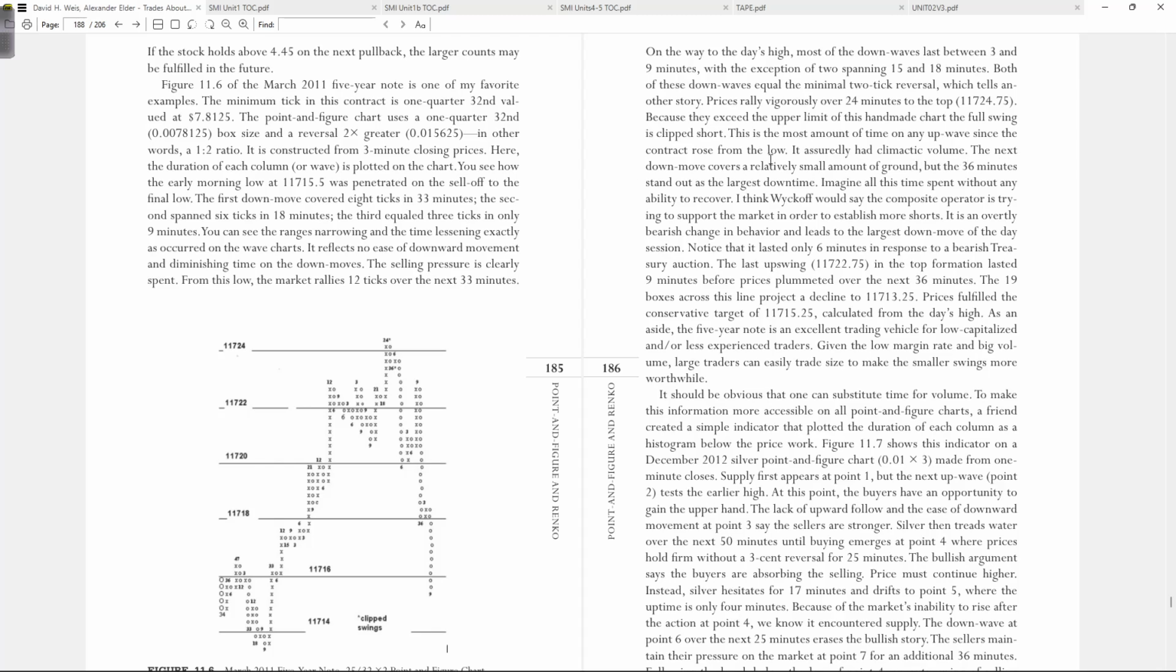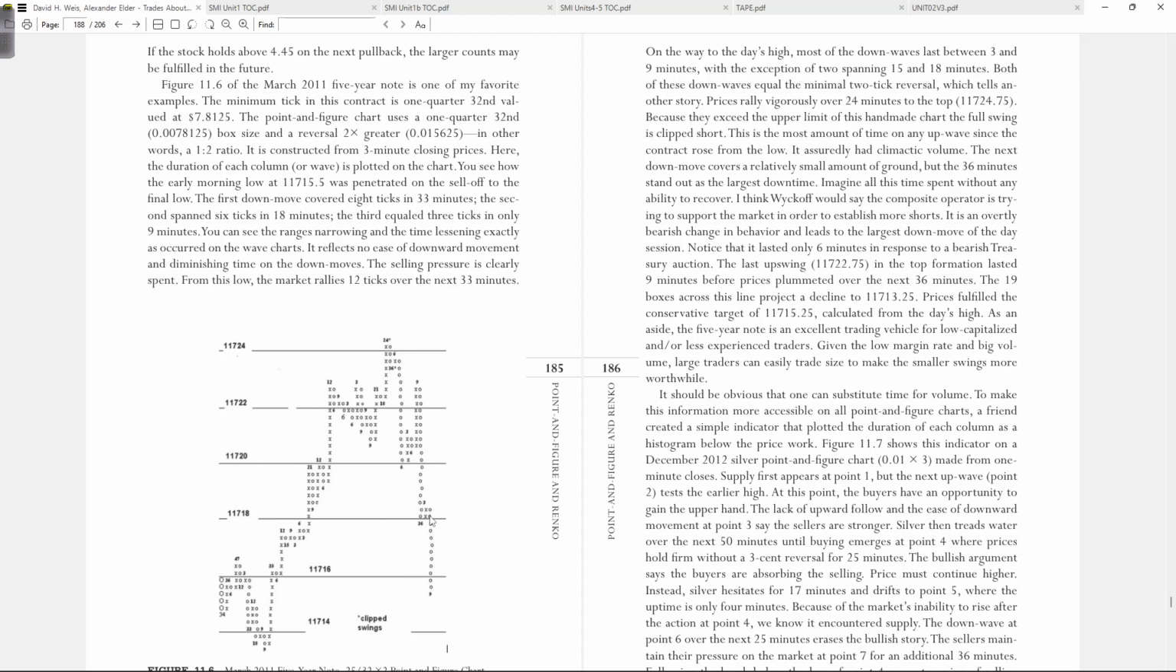The next down move covers a relatively small amount of ground, but the 36 minutes stand out as the largest downtime. Imagine all this time is spent without any ability to recover. I think Wyckoff would say the composite operator is trying to support the market in order to establish more shorts. It is an overtly bearish change in behavior and leads to the largest down move of the day session. Notice that it lasted only 6 minutes, in response to a bearish treasury auction.